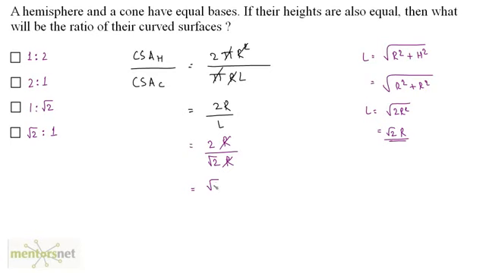2 can be written as root 2 times root 2, right? Divided by, we have root 2. This root 2 and this root 2 cancel out. We have root 2 by 1. So the ratio of their curved surfaces is root 2 is to 1. So option D is the correct answer.